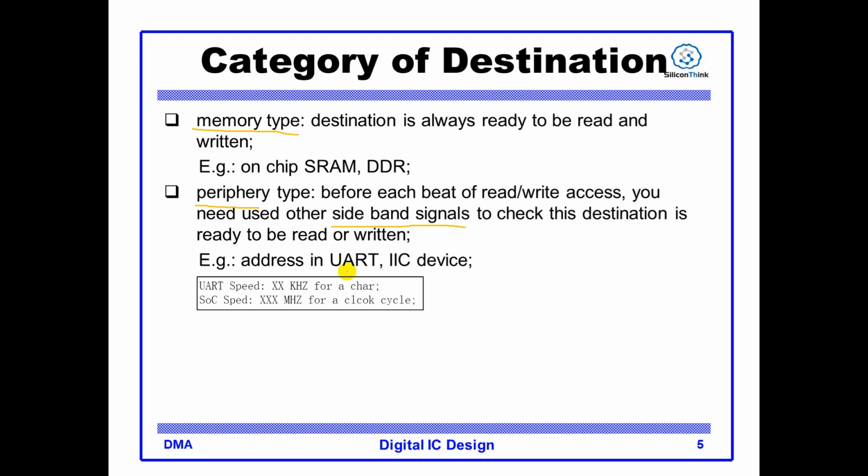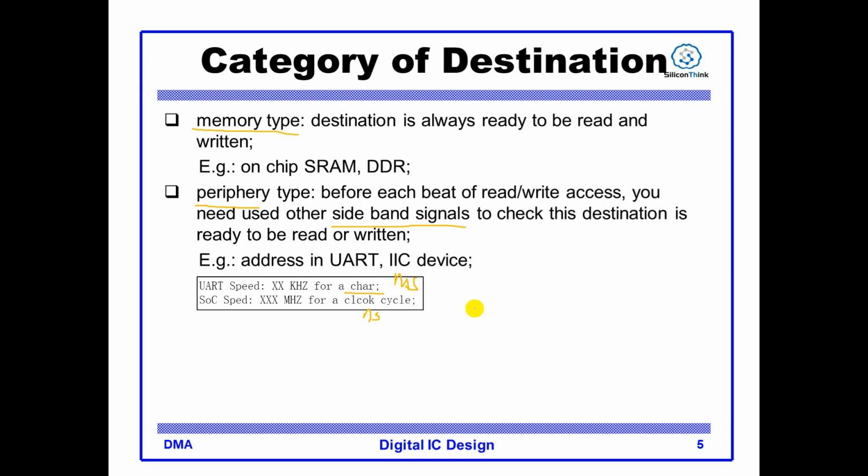So let's take UART for example. The speed of UART is usually very low, maybe around several kHz. So the UART block will take several microseconds to receive a character from the UART interface, while the speed of our system bus is usually much faster, maybe at the speed of several hundred megahertz. So for each cycle, there is just about several nanoseconds.